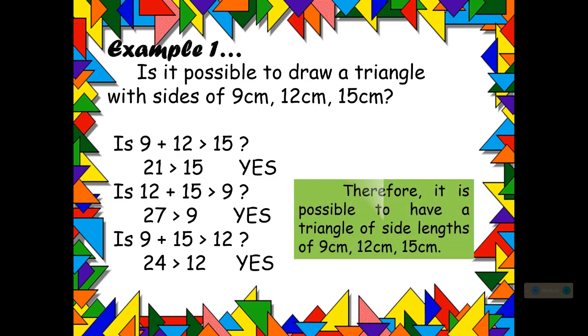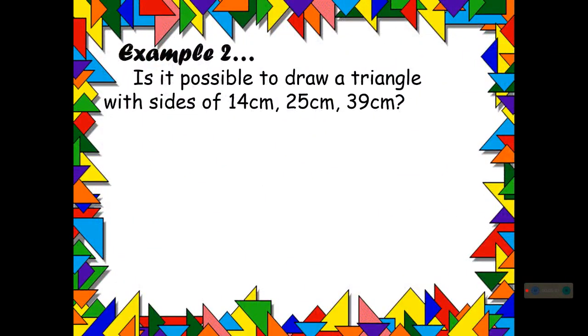Therefore, if that's the case, it is possible to have a triangle with side lengths of 9 centimeters, 12 centimeters, and 15 centimeters. For example 2, is it possible to draw a triangle with sides of 14 centimeters, 25 centimeters, and 39 centimeters? So let's answer the following questions.